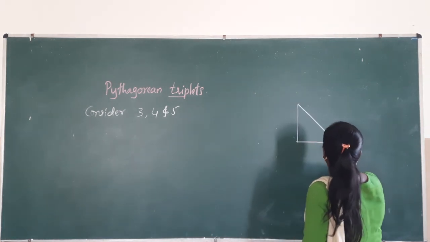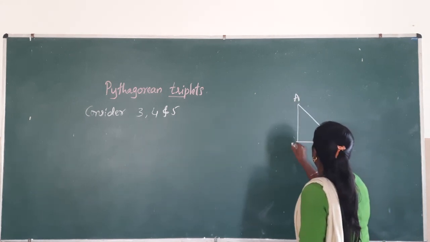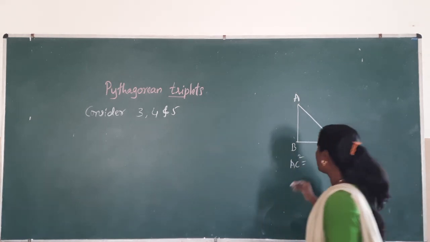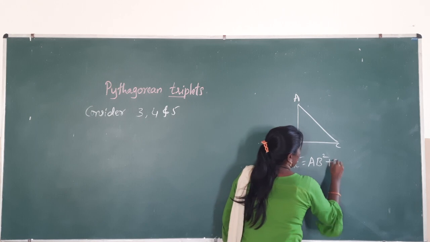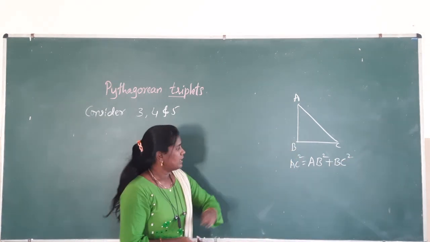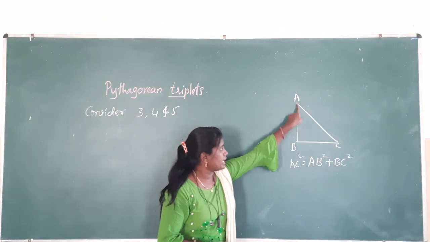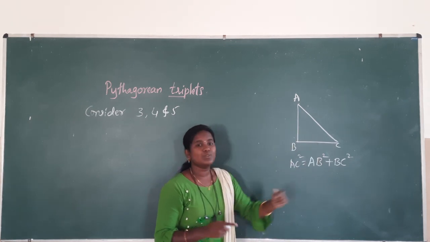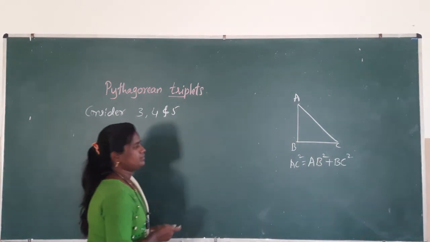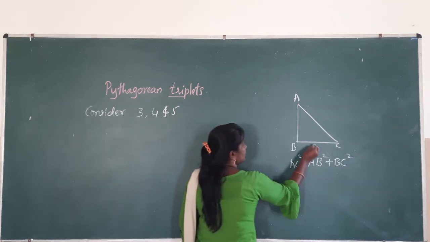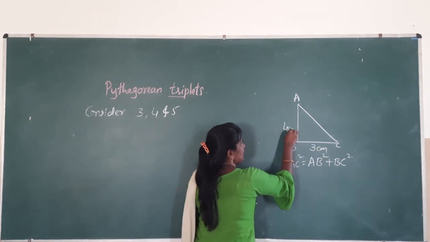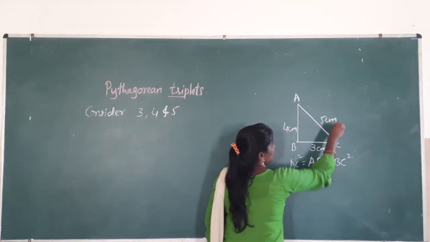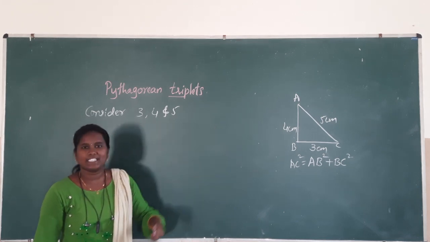See here, we have considered a right angle triangle ABC. AC square is equal to AB square plus BC square. The square of the hypotenuse, where AC is the hypotenuse, is equal to the sum of the squares of the other two sides. If the base is 3 cm and the perpendicular is 4 cm, then we get the hypotenuse as 5 cm.